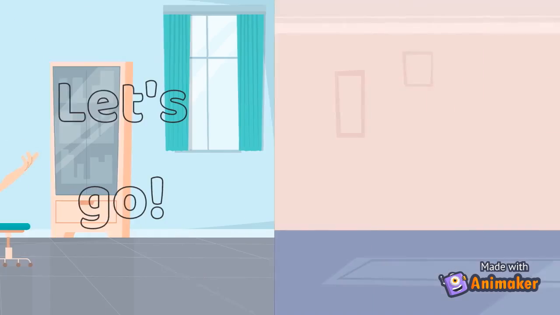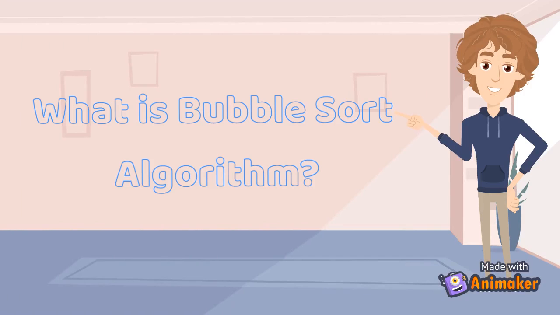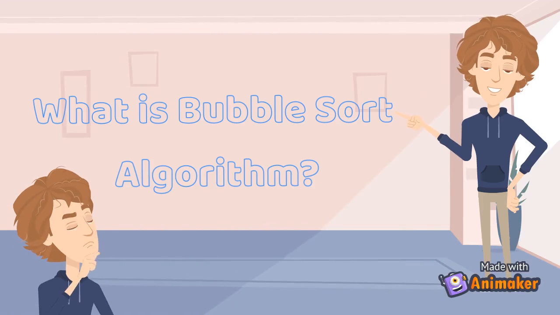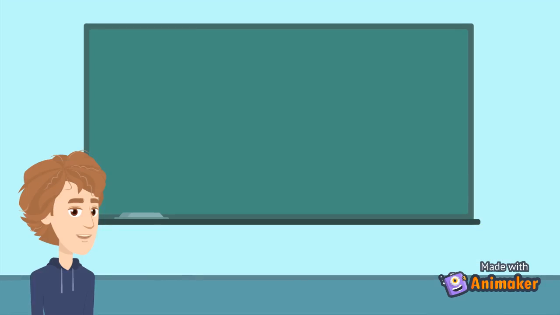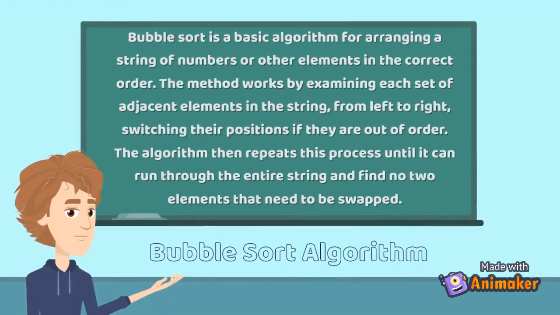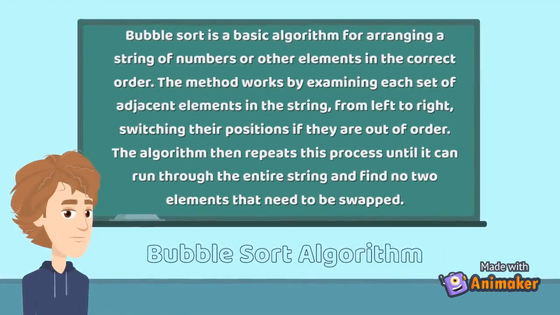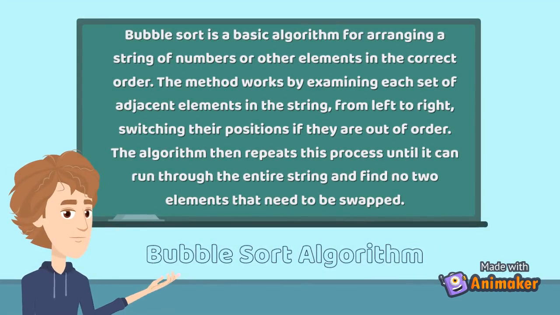Let's go. We should first know the description of bubble sort algorithm. So what is bubble sort algorithm? Bubble sort is a basic algorithm for arranging a string of numbers or other elements in the correct order. The method works by examining each set of adjacent elements in the string, from left to right, switching their positions if they are out of order. The algorithm then repeats this process until it can run through the entire string and find no two elements that need to be swapped.